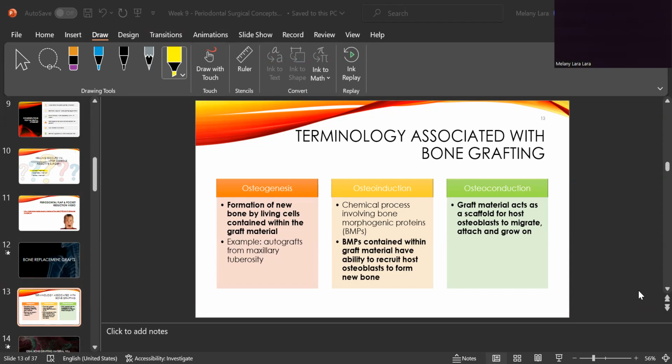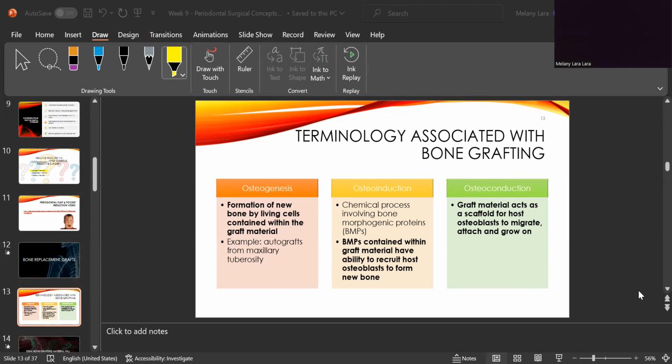Now there's 3 main terms that I want you to know when we're talking about bone graft material: osteogenesis, osteoinduction, and osteoconduction. Now, osteogenesis is basically saying that there's living cells within the bone material that create more cells. They cause more bone forming cells to form. An example of that is an autograft, which we'll talk about shortly, but basically a graft taken from the patient.